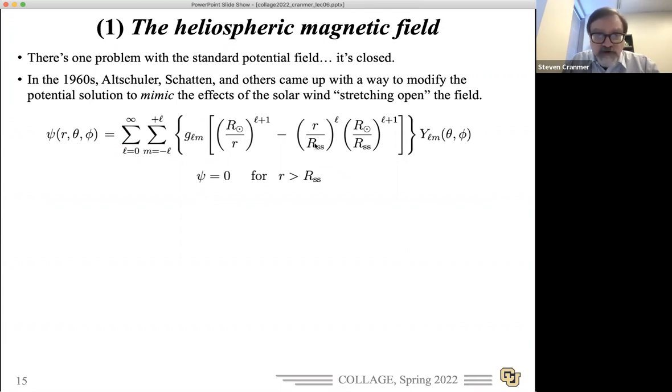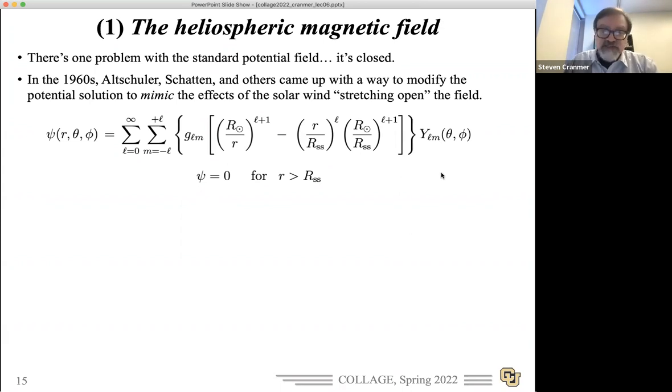If you plug in RSS for little r, you actually get 0 here. So in other words, the coefficients of the decreasing and the increasing term have been fine-tuned in order to cancel out exactly at some radial distance. And then above that radial distance, we just assume that the potential remains 0.